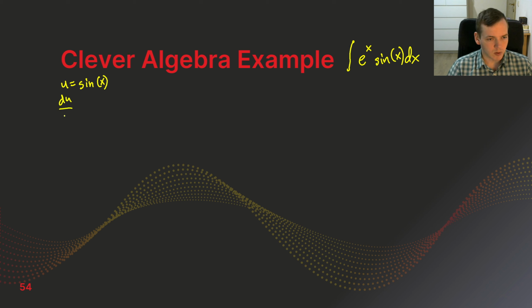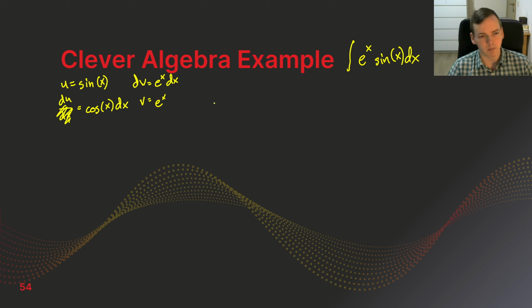So du by dx is cosine of x, so cosine of x dx will be my du. And my dv is e to the x dx, and so v is e to the x. You could switch these around if you want. It won't change anything. You could flip-flop these if you want, but I prefer integrating e to the x when I have the option to.